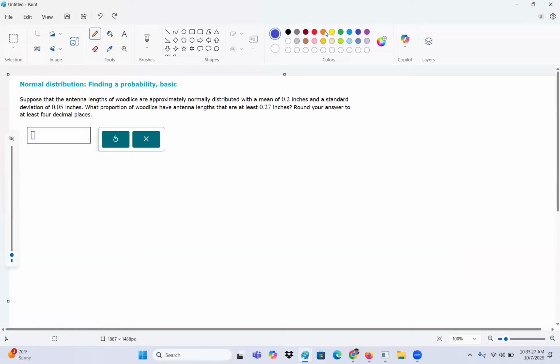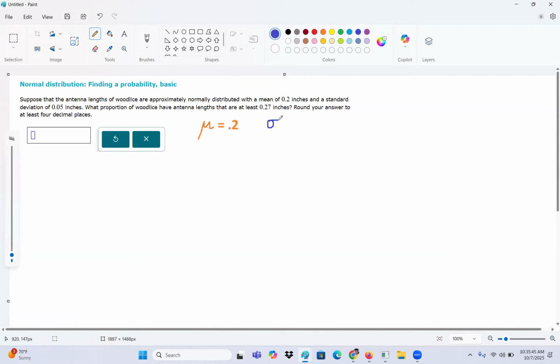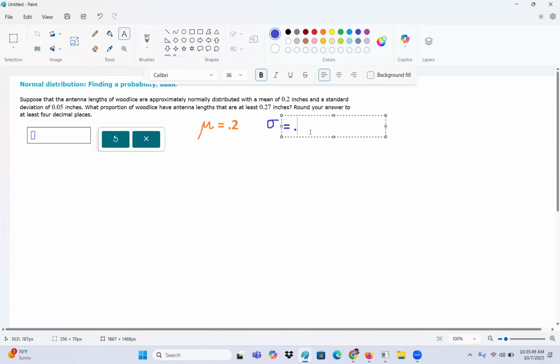Hold on, let me change the marker, just making sure to use the correct markers. Not the smaller, right? That's it. So the mean was 0.2, and the standard deviation would be 0.05. Okay.